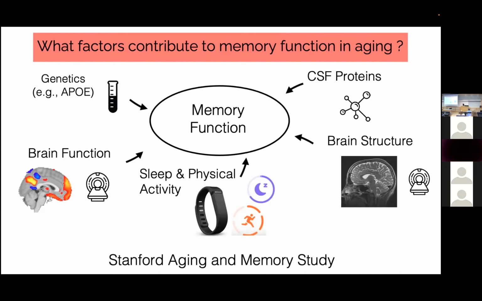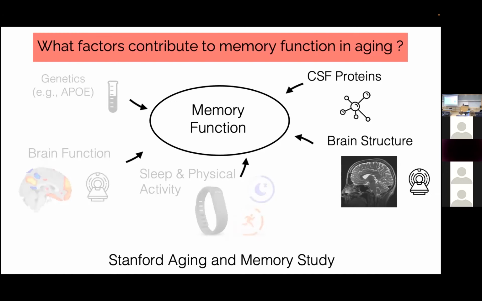And so today, I'm going to be presenting some data from the Stanford Aging and Memory Study. This is a cohort of 200 cognitively healthy older adults that have been deeply phenotyped. They do functional neuroimaging, they do 7T MRI, and we have blood work on them. The goal is to try to understand what the predictors of memory function are. And today I'm going to be showing you some data looking at CSF and individual differences in brain volume.